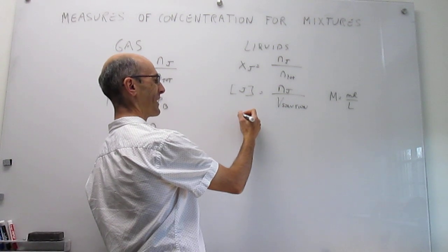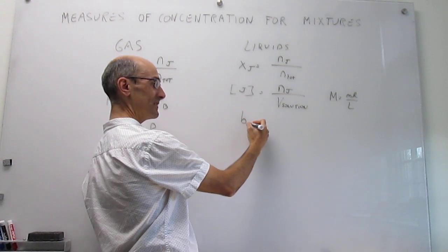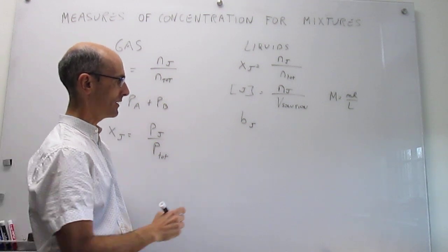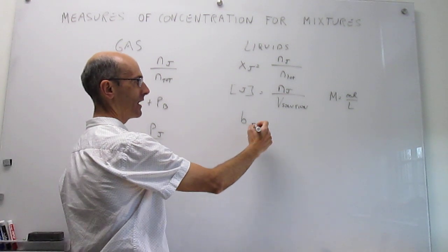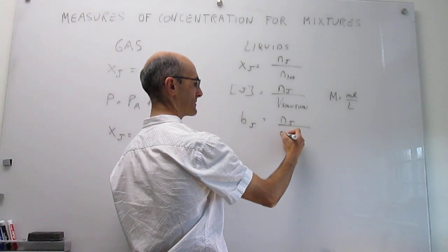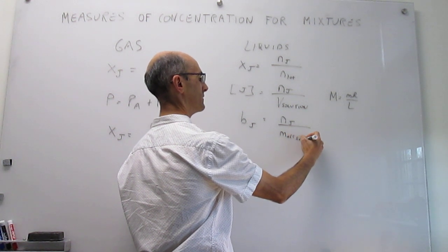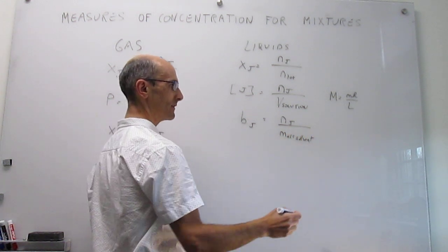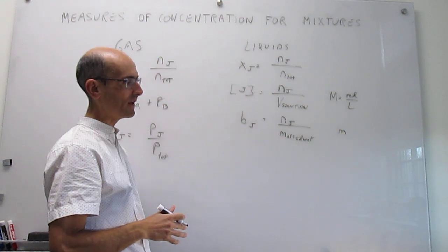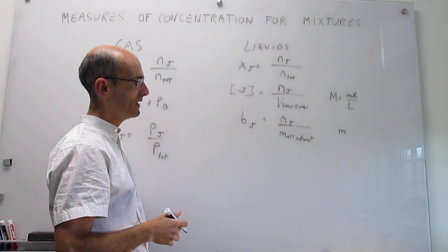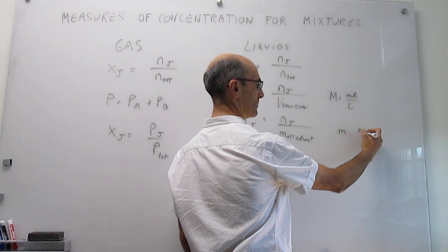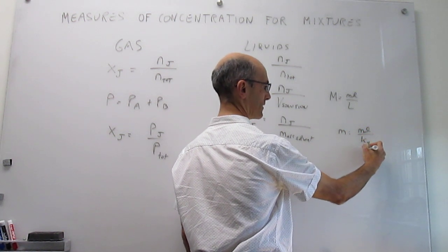But there's others. There's molality, not molarity, but molality, which I'm going to write using a subscript B. So the molality of J is simply the number of moles of J divided by the mass of the solvent. Generally we use a symbol lowercase m, which I don't particularly like because it can be confused with mass, but m is used for molality. And in the SI system that is going to be moles per kilogram of solvent.